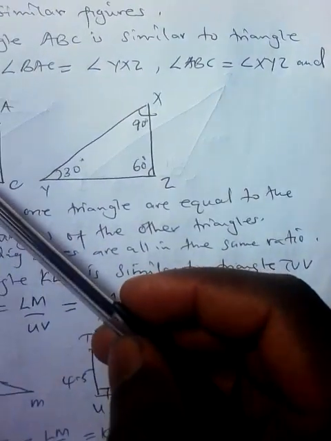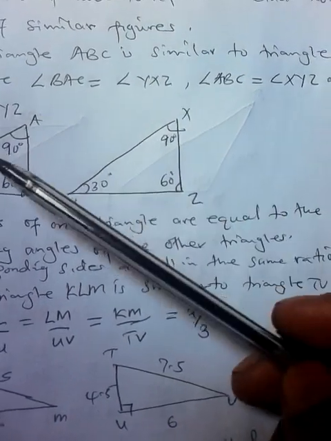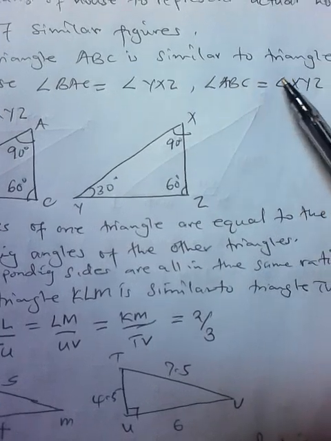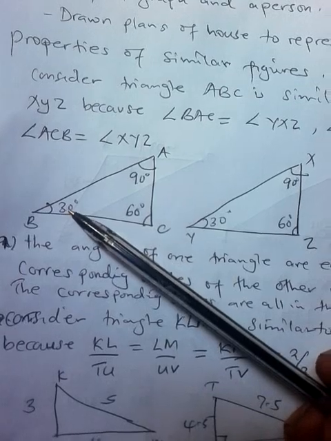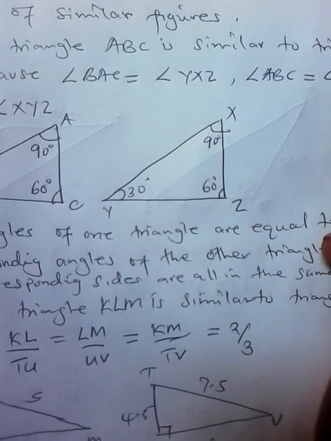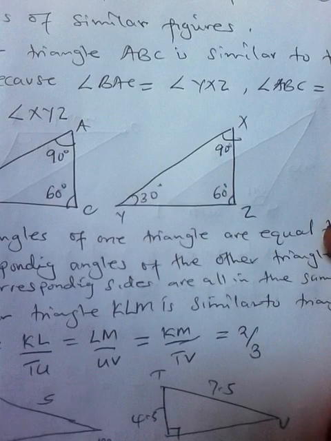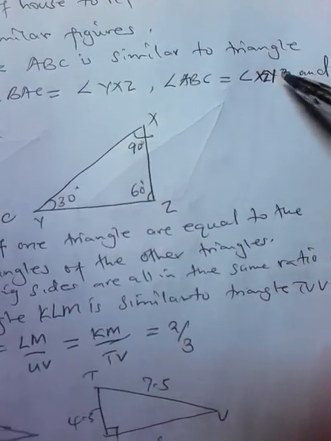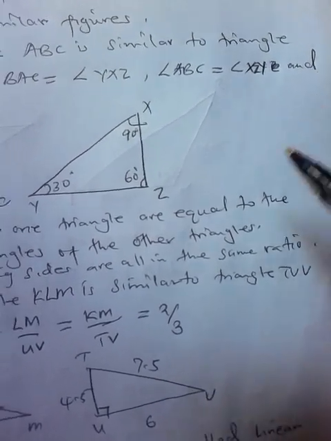The angle A and the angle X are equal. So you find that A is 90, X is 90. And the angle B and the angle Y are equal. So you find that angle B is 30, and this is the angle Z, the angle XZY.